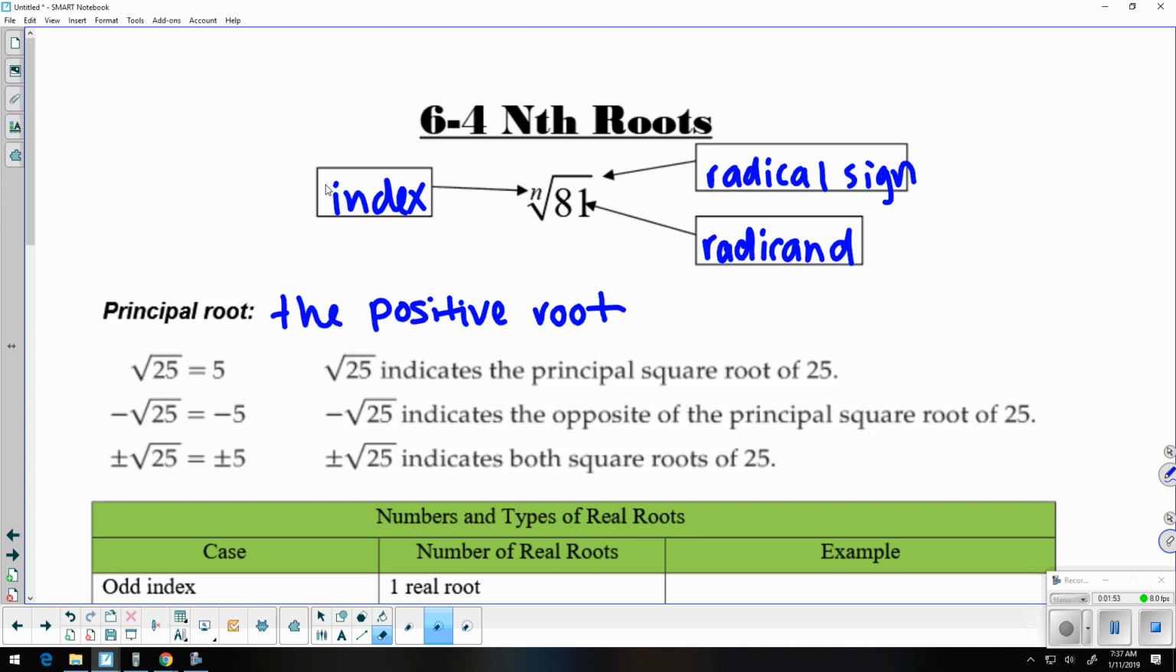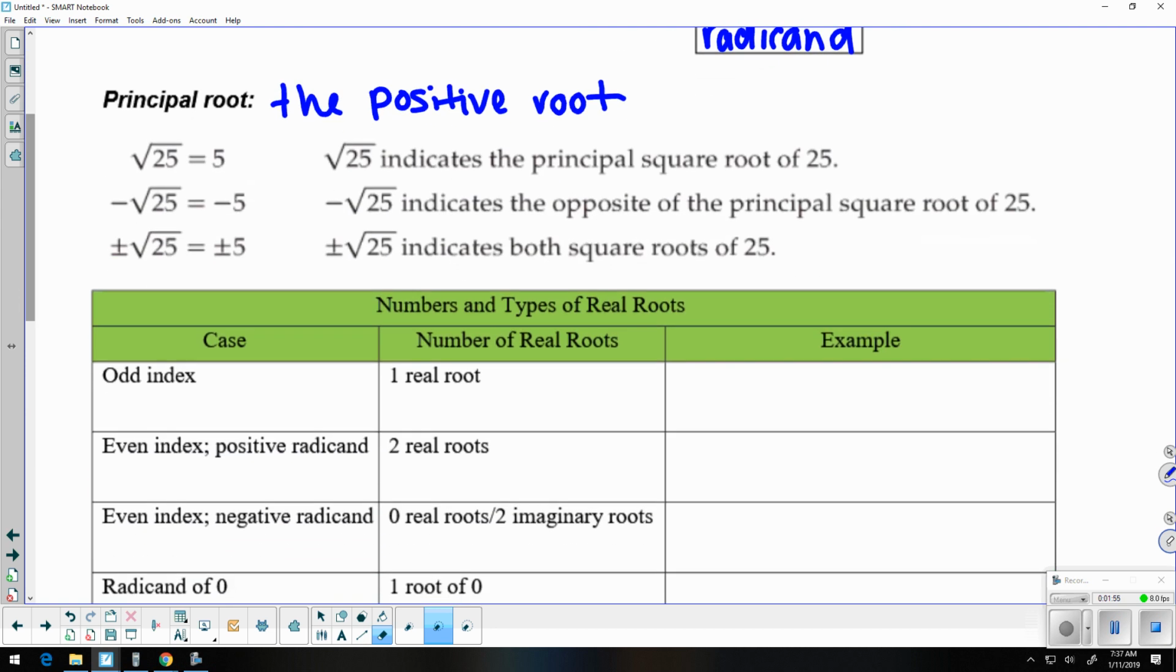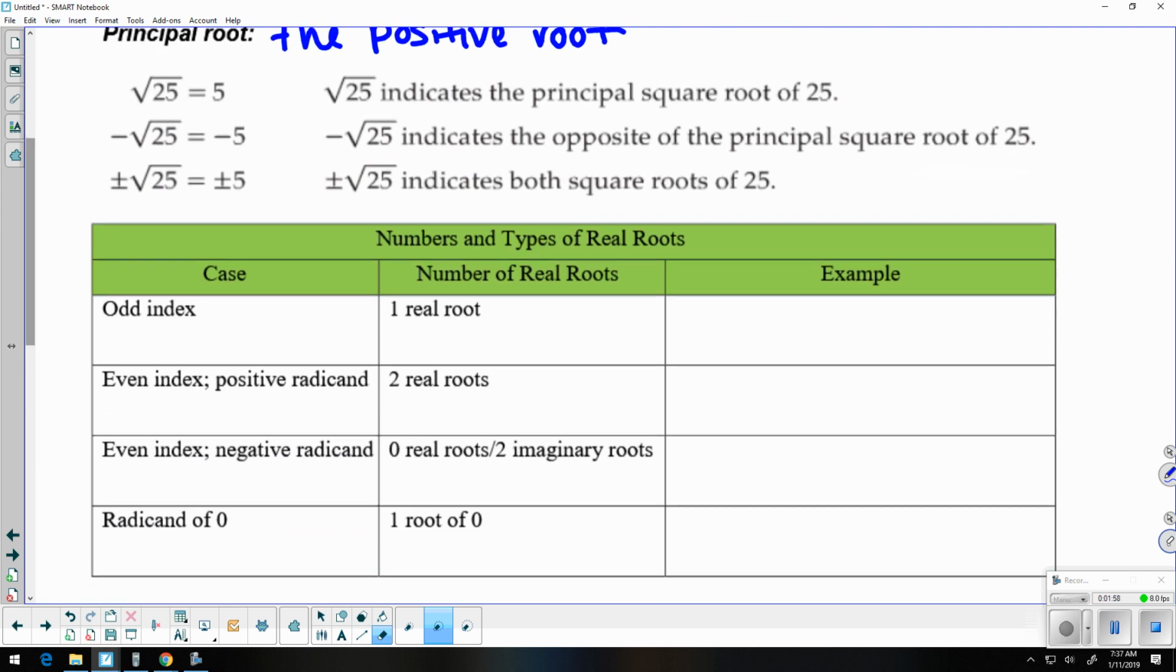Okay? In this box, I'll come back up here and talk about this too in a second. But technically speaking, we have all these different case scenarios, but if you have an odd index, so if you have an odd number out front as your index, technically you're only going to get one real root. So let me show you an example. If I asked you for the cubic root of 8, okay, so again, I have an odd index, 3 is my index. It is an odd number. If I asked you for the cubic root of 8, I'm basically asking you what number times itself 3 times is going to be 8.